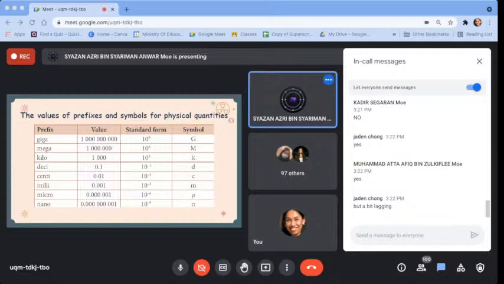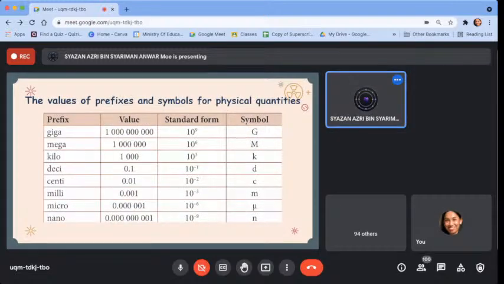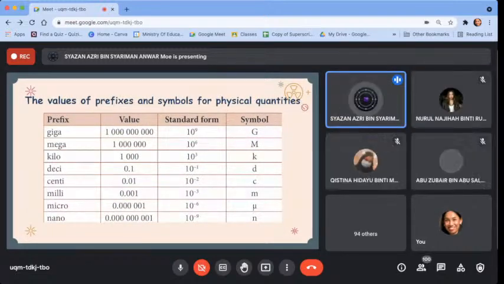So for mega, 1 million, which has the standard form of 10 to the power of 6, and has a symbol M. The third prefix is kilo. The value is 1000, and the standard form is 10 to the power of 3 and has a symbol of K. So in our daily lives, we often use kilo, for example, 1 kilogram is equal to 1000 grams. So prefix is important in our daily lives.